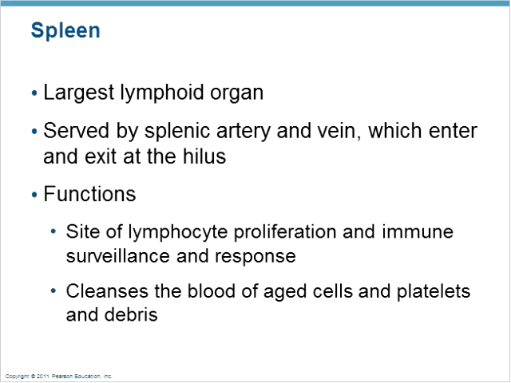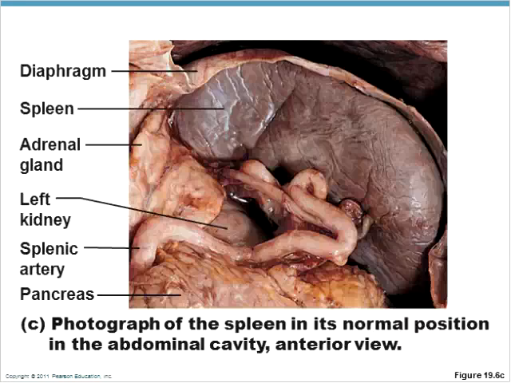The spleen is the largest lymphoid organ in the body. It's served by the splenic artery and vein, which enter and exit at the hilus of the spleen, and it functions as a site of lymphocyte proliferation and immune surveillance and response. So it helps to be a surveillance point for anything foreign and a response point. It also cleanses the blood of old blood cells and platelets and debris. And this is a really good picture of the spleen.